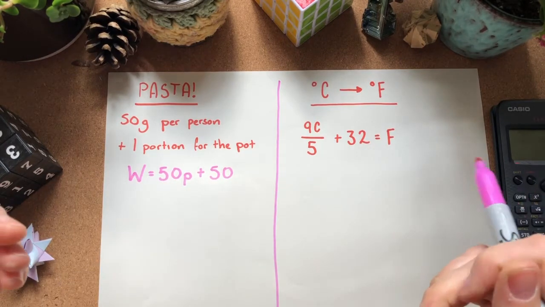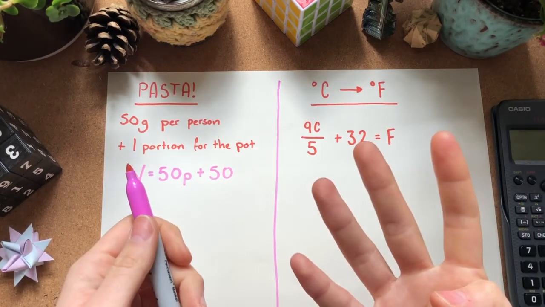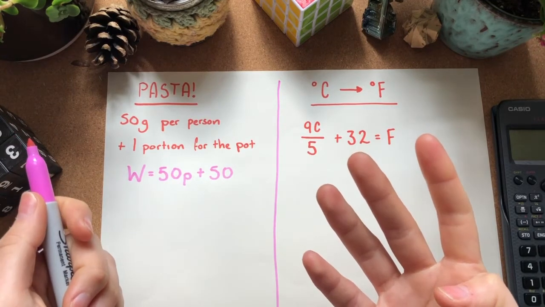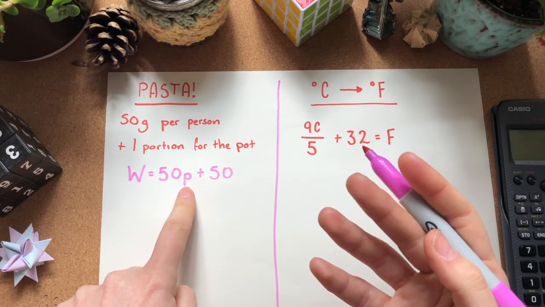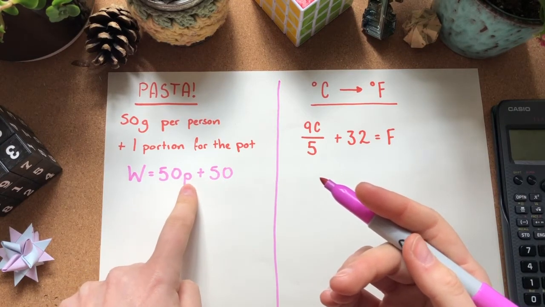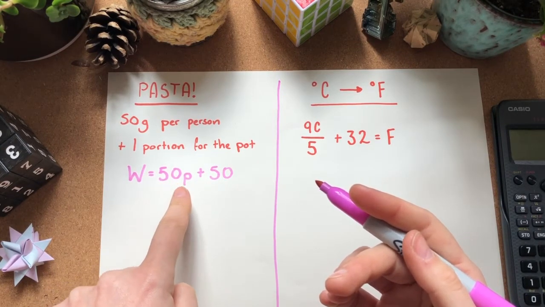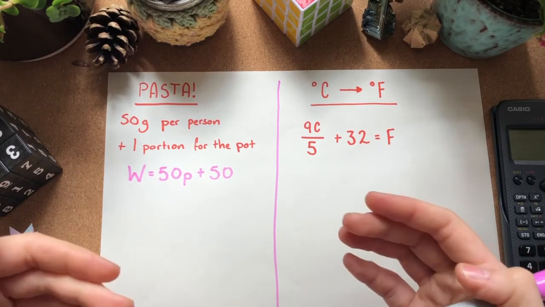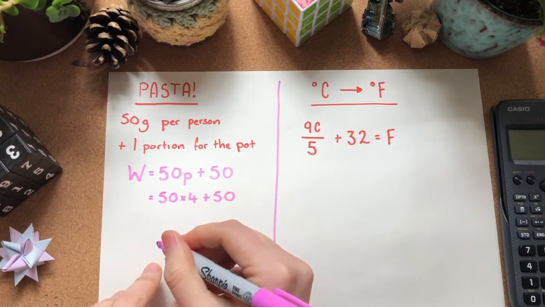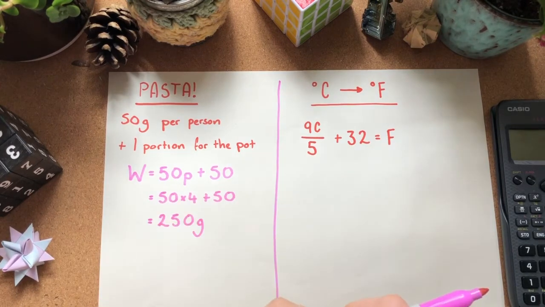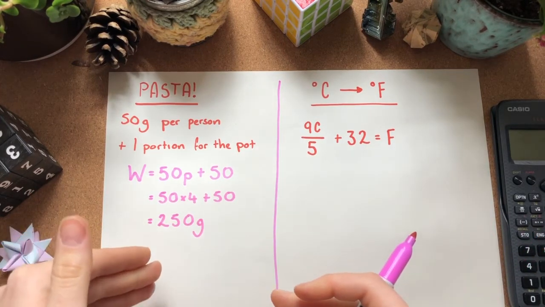So say for example, we had 4 people who wanted to have pasta. How much pasta would we need? We are going to substitute in that we've got 4 people in here, and it's not going to become 504, it's going to become 50 times 4. So I show my working like this. And then finally, I can use a calculator, or can probably just do this one in my head and get an answer. So for 4 people, you're looking for around 250 grams of pasta.